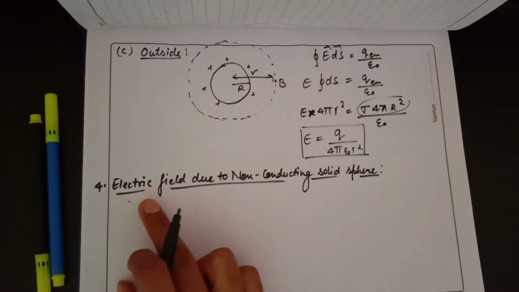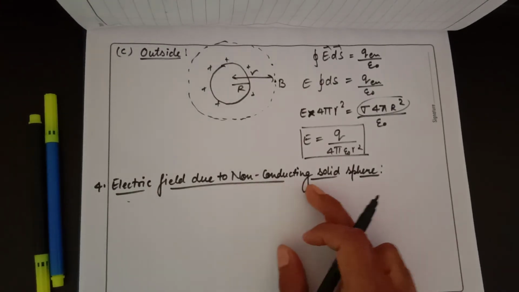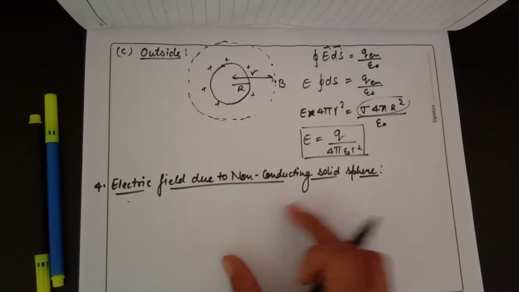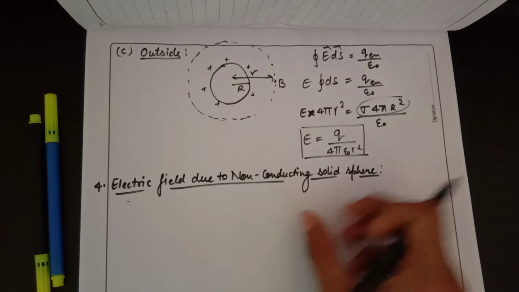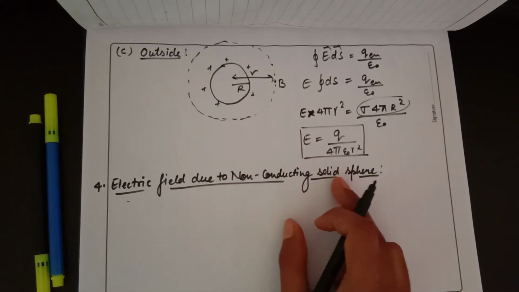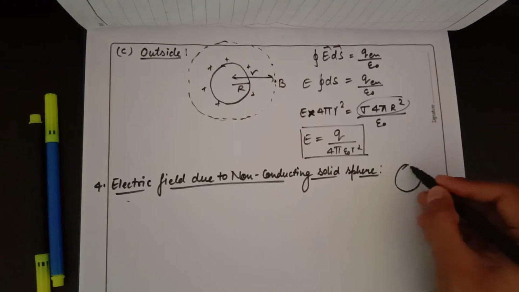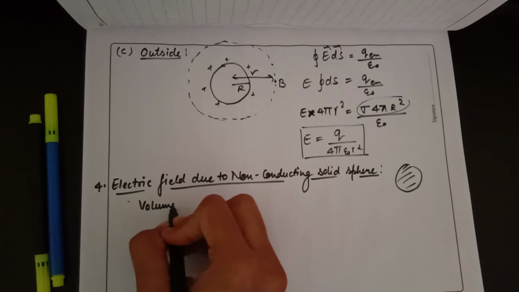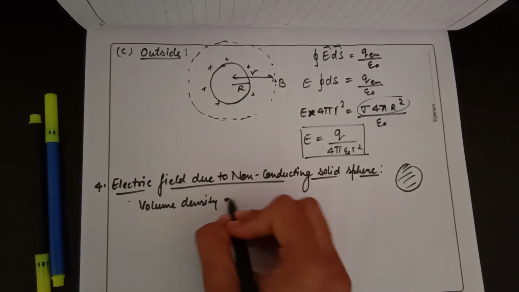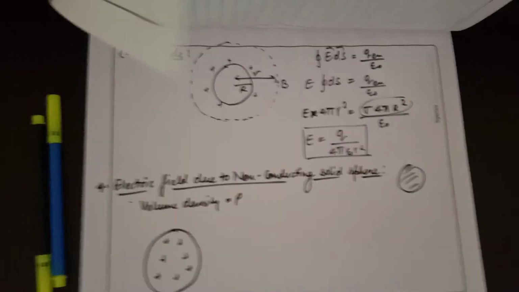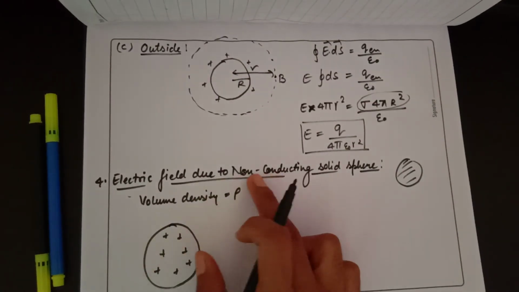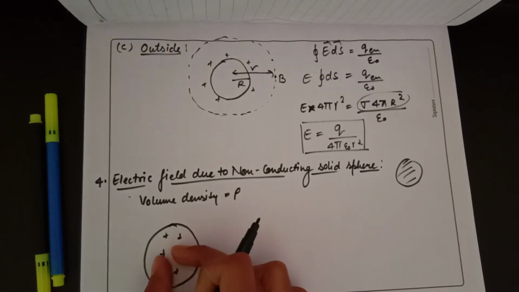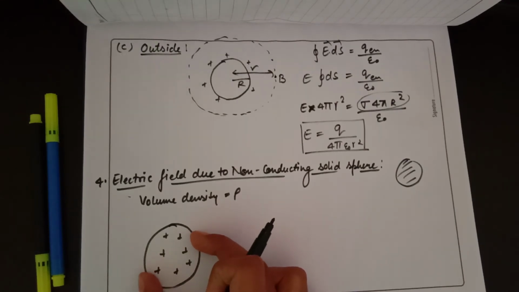Next application of Gaussian theorem is electric field due to a non-conducting solid sphere. The difference between conducting and non-conducting is this: for a conducting sphere, charge lies outside the surface, and for a non-conducting solid sphere, it is uniformly distributed over its volume. So if the volume density is rho, and this is any charged non-conducting solid sphere, we will see three cases here: inside it, on the surface, and outside it.